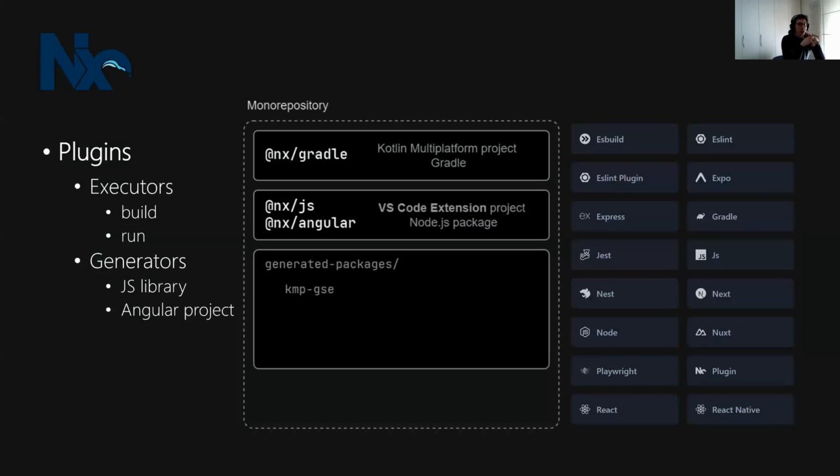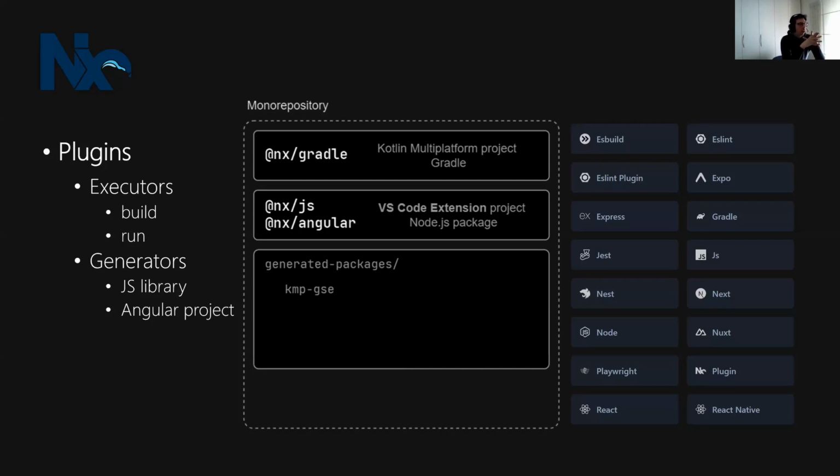So what NX gives us is plugins. We have pretty much a plugin per every supported technology. And if we look in the middle of this image, you can see that we still have our mono repository, our multi-platform project, our VS Code extension project. And for each of them, we are using a separate plugin. So for the Kotlin project, we are using the NX Gradle plugin. For the VS Code extension project, we are using the NX.js plugin and the Angular plugin because of the web views. And what a plugin gives us are executors, which are basically task runners.